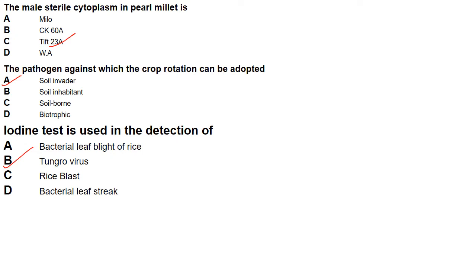The pathogen against which crop rotation can be adopted. Now what is soil borne? Soil borne is carried on or beneath the soil surface. A soil inhabitant is an organism that maintains its population in the soil over an extended period of time. That is, soil inhabitants are ubiquitous in nature. Soil invaders are organisms whose population in soil diminishes in several months to years. They are not ubiquitous, they are local. So soil invaders are local, soil inhabitants are ubiquitous.